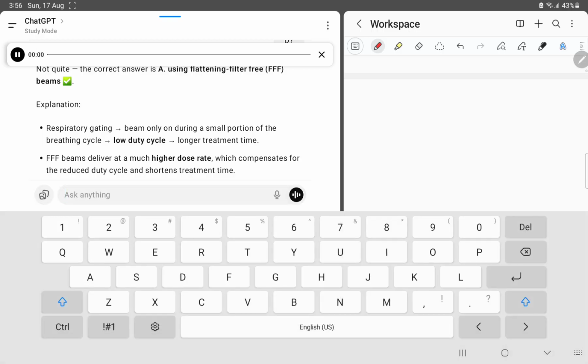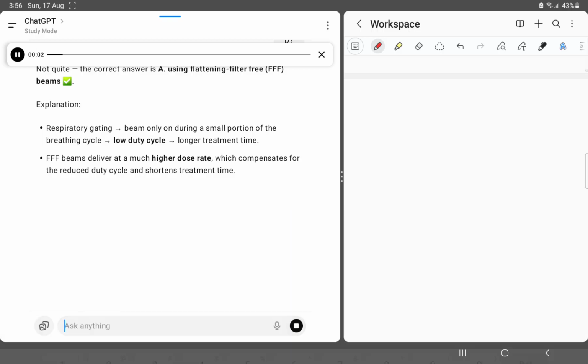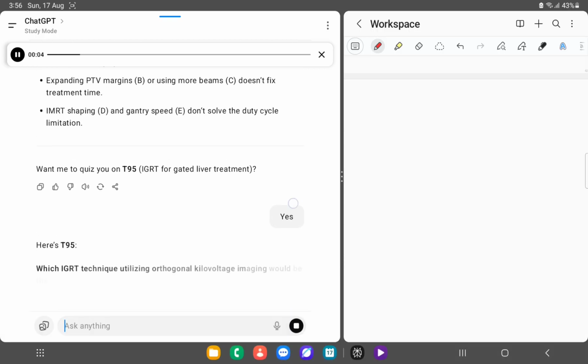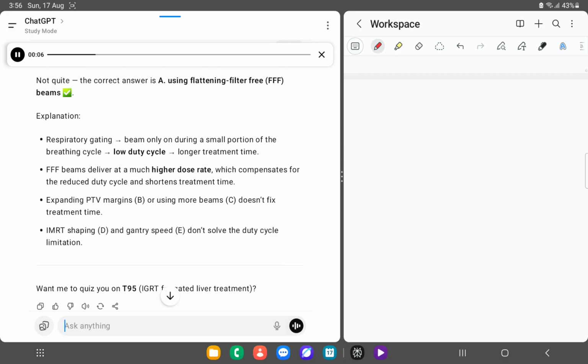Not quite. The correct answer is A. Using flattening filter-free (FFF) beams. Explanation: respiratory gating, beam only on during a small portion of the breathing cycle, low duty cycle, longer treatment time. FFF beams deliver at a much higher dose rate, which compensates for the reduced duty cycle and shortens treatment time.